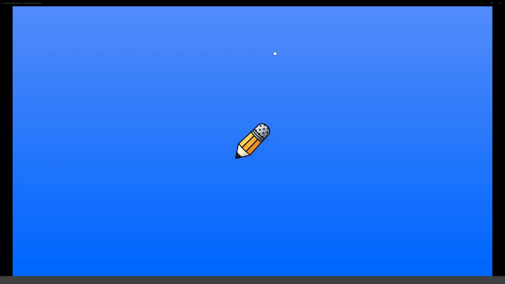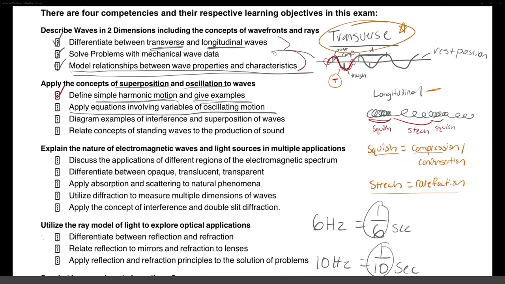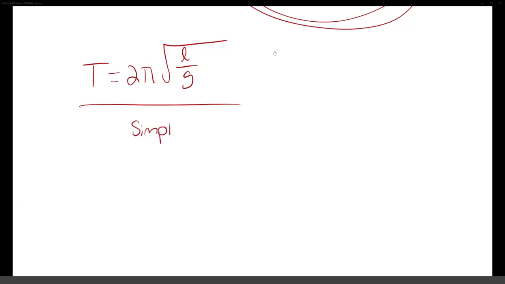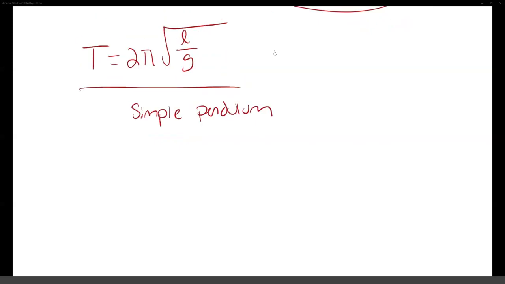Okay. So let me get back to the study guide. Cool. So maybe some more equations involving variables of oscillating motion. We could talk about the two big ones for springs and pendulums, right? So you have your simple pendulum equation. I can't find it right now, but I think I know it. 2 pi times the square root of length over gravity. That's your simple pendulum. That's going to be really useful.